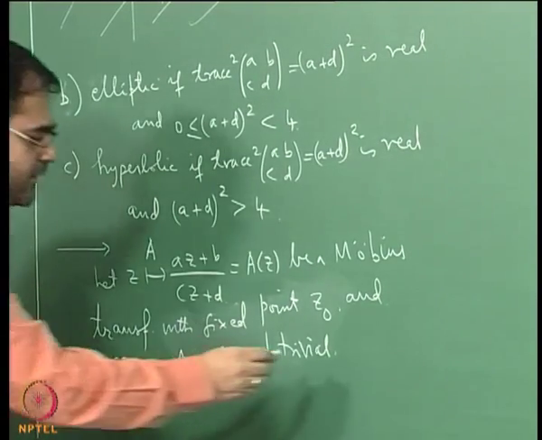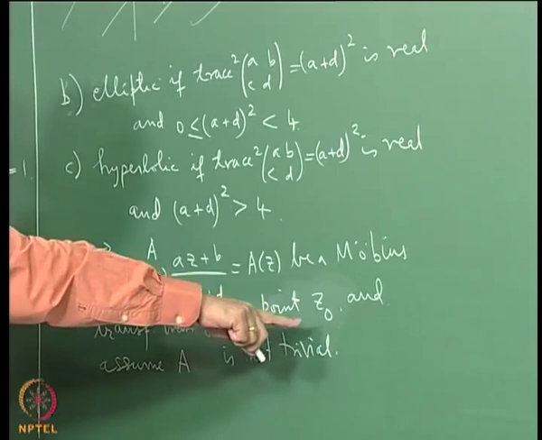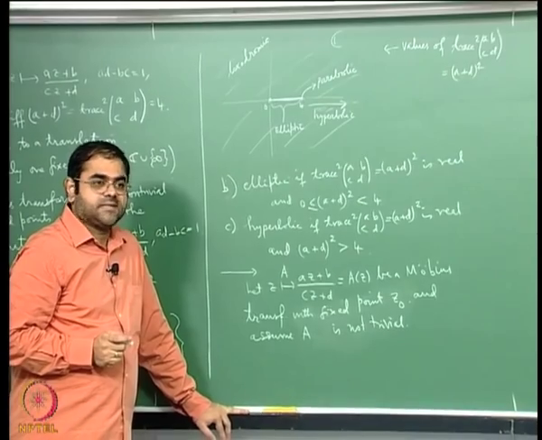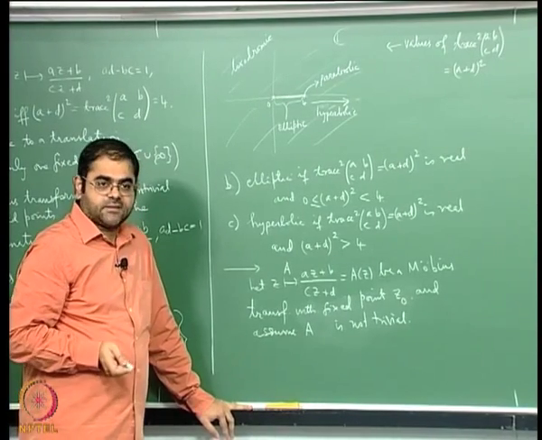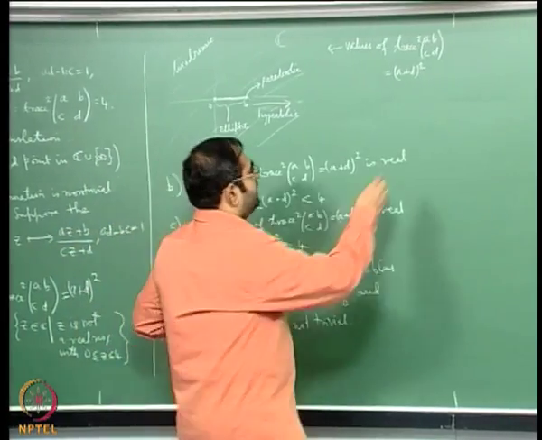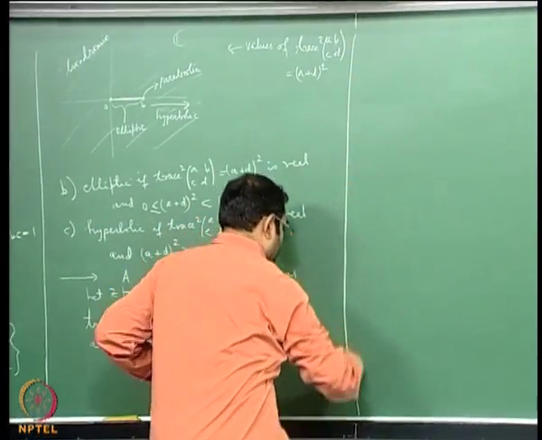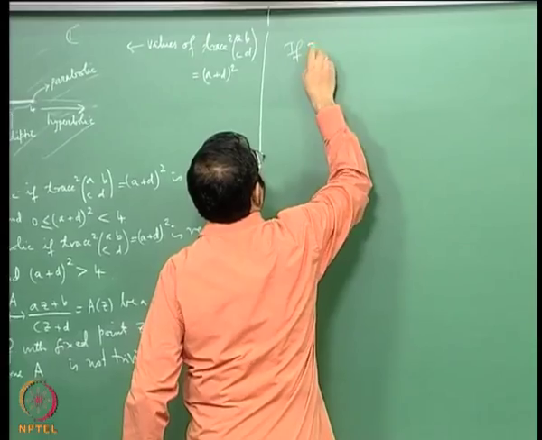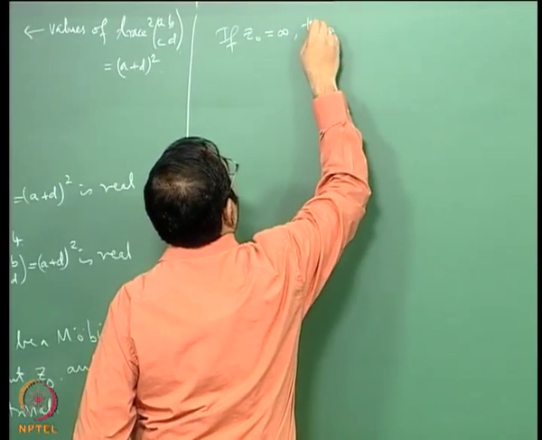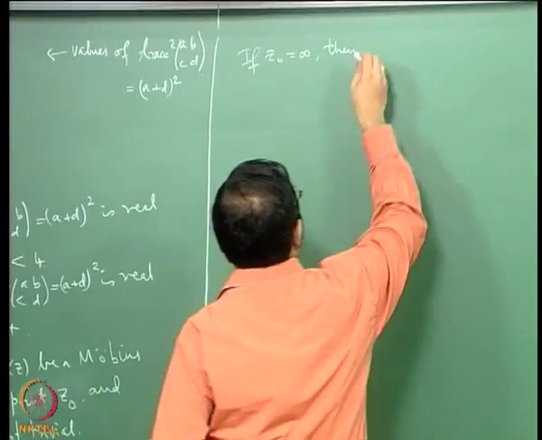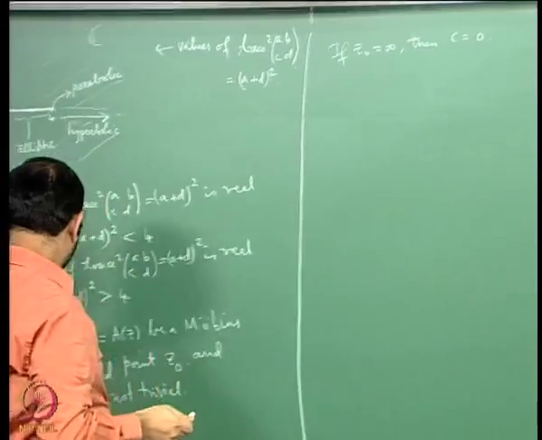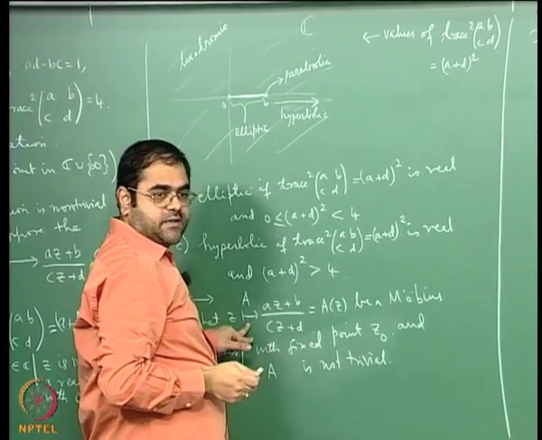Now the first thing I want to claim is that if z0 is infinity, then c has to be 0. So let me write that down. If z0 is equal to infinity, then I claim that c is equal to 0. Why is that true?